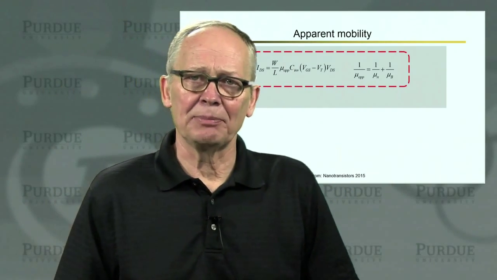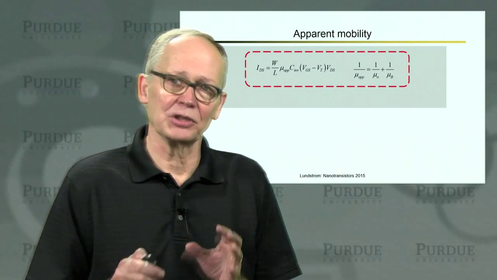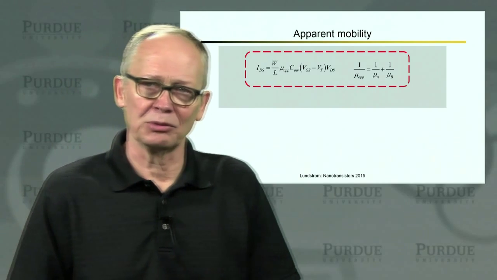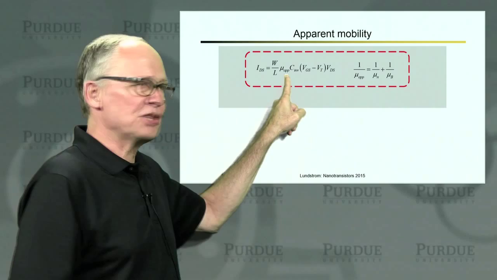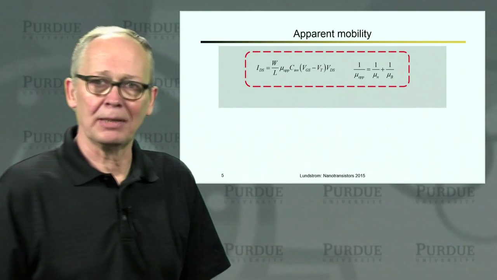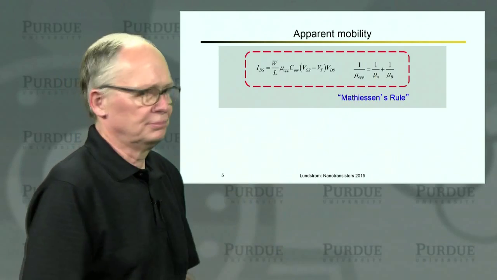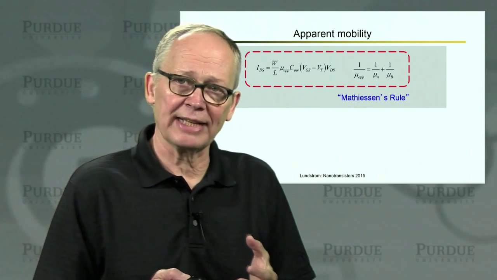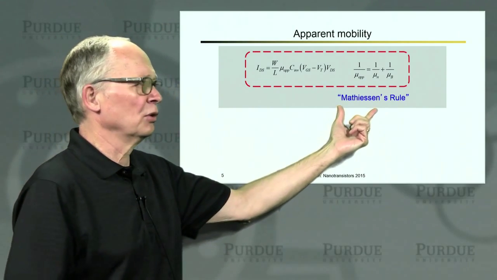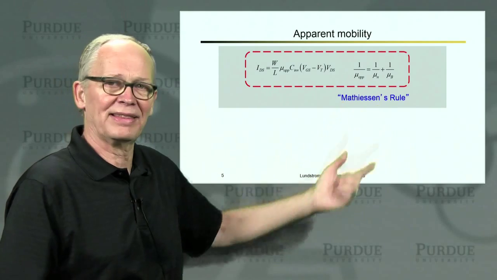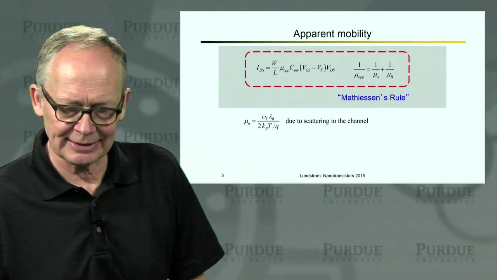So let's talk about the apparent mobility, because this is the way we formulate the virtual source model, and it plays an important role in our thinking. We're going to extend our traditional model by introducing this apparent mobility. The apparent mobility is the combination of the actual scattering limited mobility and this ballistic mobility, and it's combined in a way that will look familiar to some of you. This is called Mathiessen's rule for combining mobilities due to different scattering processes.